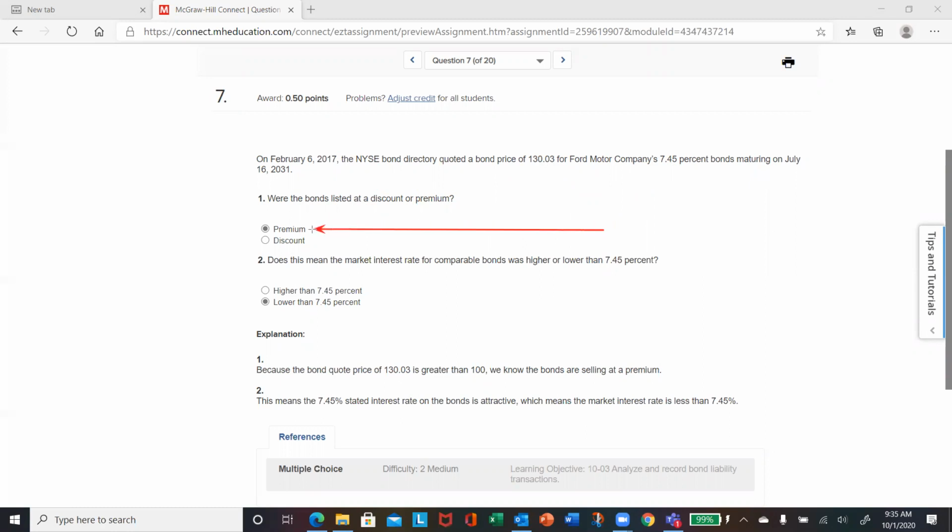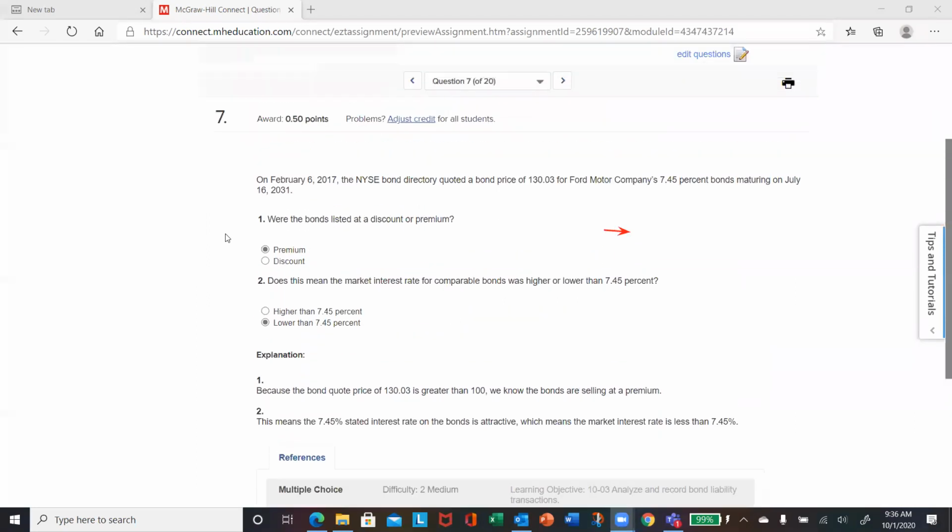So, of course, number 1 would be a premium. And then on number 2, it says, does this mean the market interest rate for convertible bonds was higher or lower? Well, if it's a premium, that means that the stated rate would be higher than the market rate. So a market rate in this case is obviously going to be lower than the stated rate, because investors are willing to pay more for these bonds, which of course pay more interest.